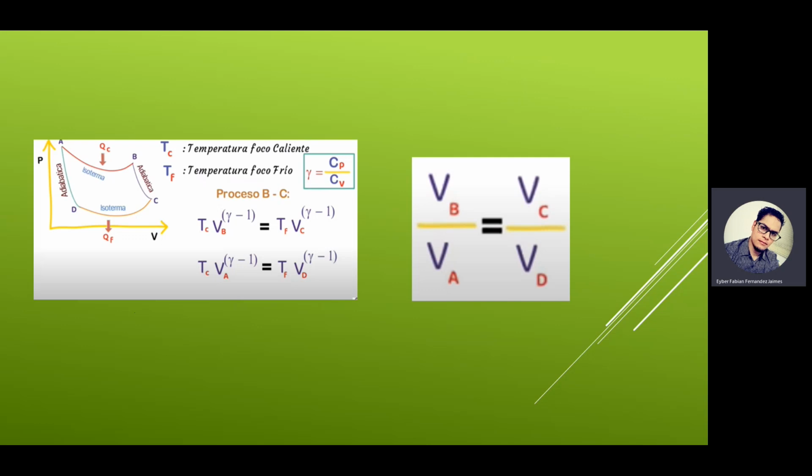Parallel process D to A, which is the adiabatic: the temperature at point A, which is TC, times VA raised to gamma minus 1, is equal to the temperature at point D, TF, times VD raised to gamma minus 1.